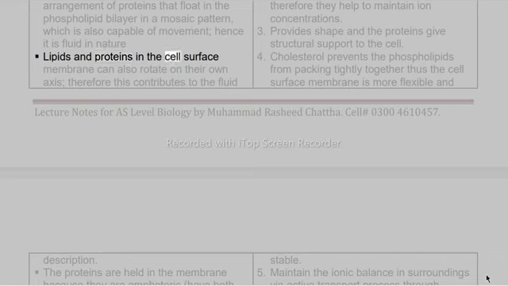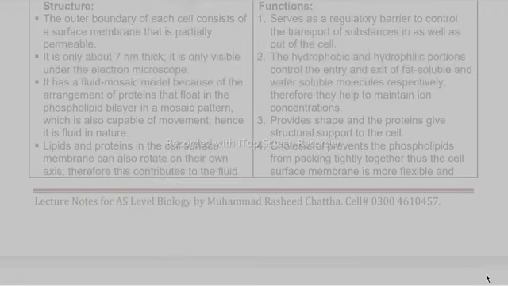Lipids and proteins in the cell surface membrane can also rotate on their own axis, therefore this contributes to the fluidity. Functions: 1. Serves as a regulatory barrier to control the transport of substances in as well as out of the cell. 2. The hydrophobic and hydrophilic portions control the entry and exit of fat-soluble and water-soluble molecules respectively, therefore they help to maintain ion concentrations. 3. Provides shape, and the proteins give structural support to the cell. 4. Cholesterol prevents the phospholipids from packing tightly together, thus the cell surface membrane is more flexible.